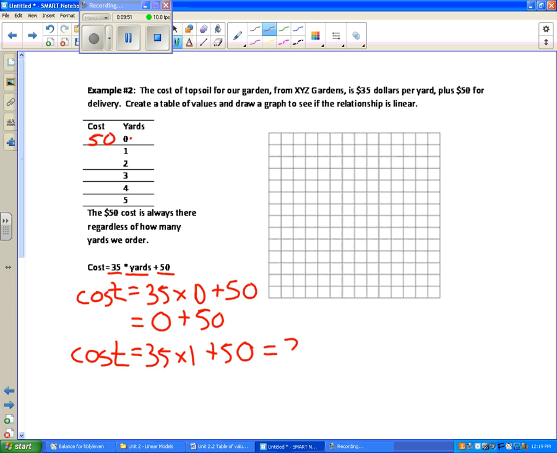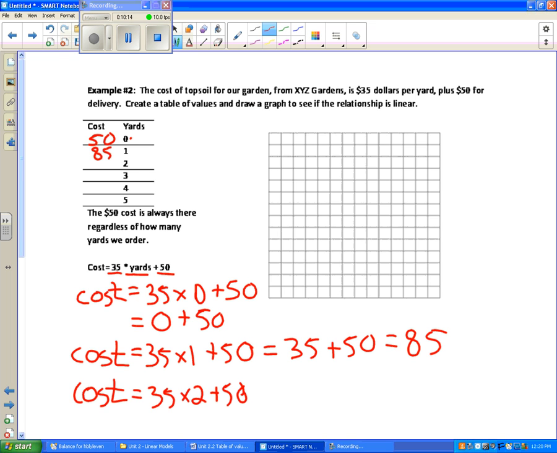plus 50, which gives me $85. So 1 yard is going to be $85. Cost equals 35 times 2 plus 50. 35 times 2 is going to be $70 plus 50, which equals 120. So we're going to put 120 in here.